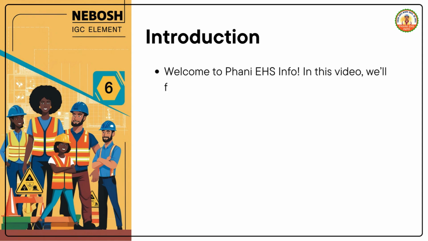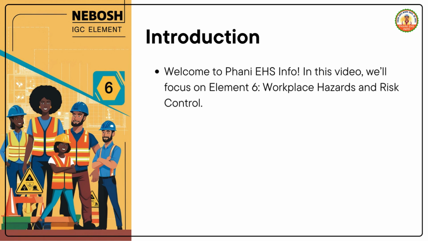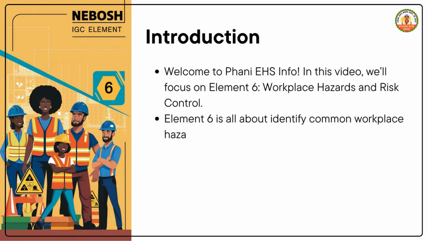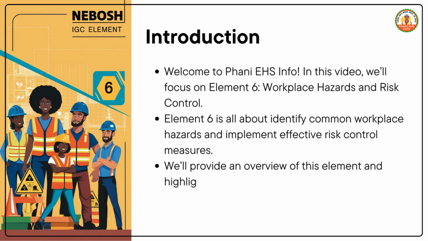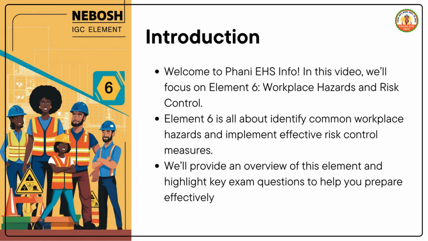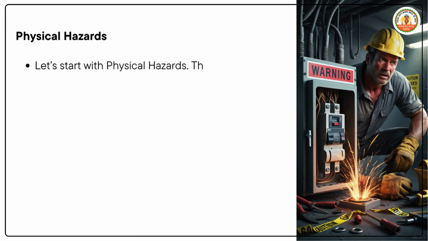In this video, we'll focus on Element 6, Workplace Hazards and Risk Control. Element 6 is all about identifying common workplace hazards and implementing effective risk control measures. We'll provide an overview of this element and highlight key exam questions to help you prepare effectively for NEBOSH IGC Paper 2. Physical hazards. Let's start with physical hazards.